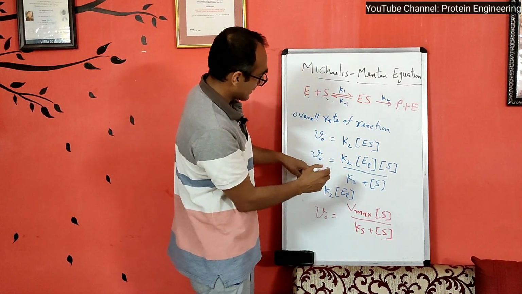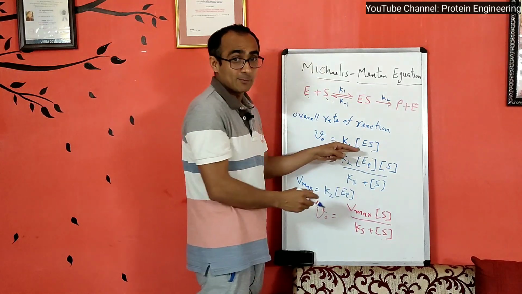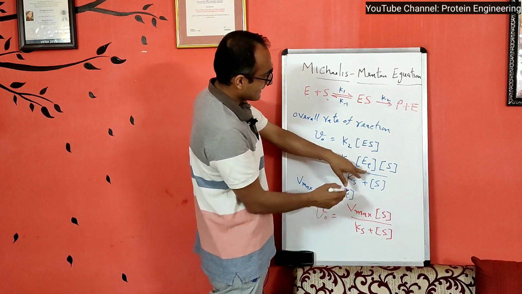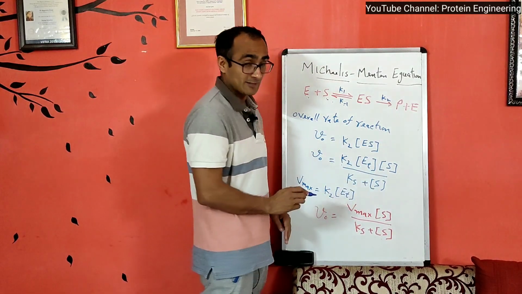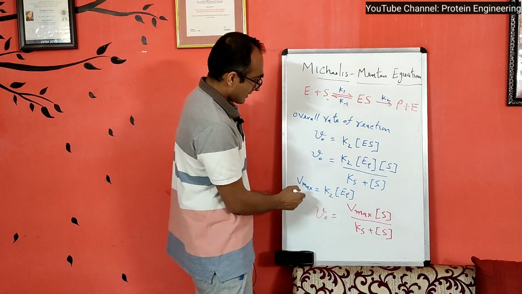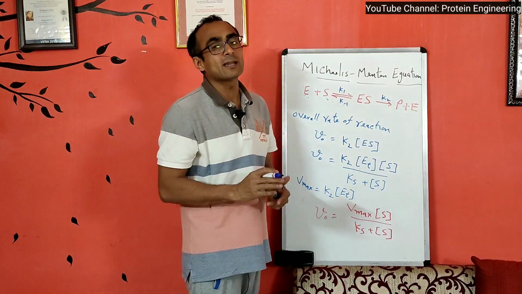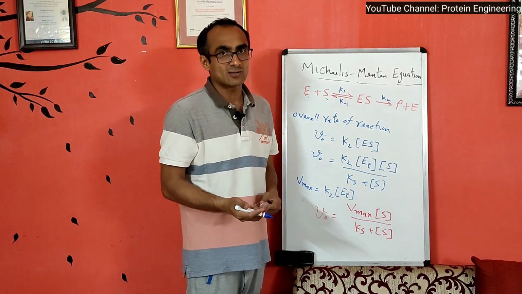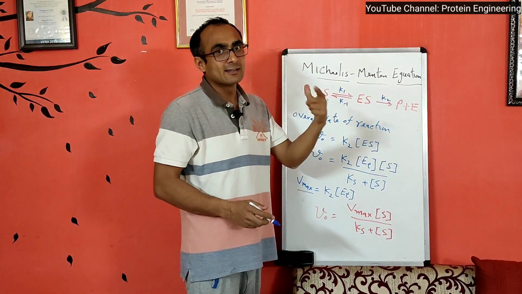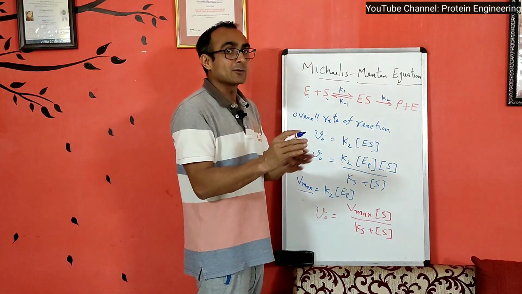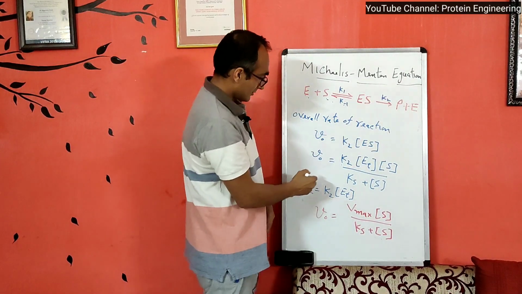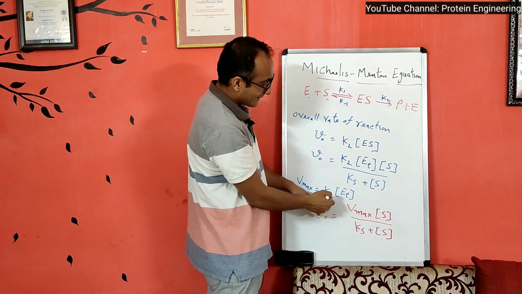So it can further simplify. The value of ES complex can be put here, which we have just derived. So V0 would be equal to K2 ET S divided by Ks plus S. Then the maximum rate of the reaction depends on the total enzyme concentration we have taken in the reaction mixture, that is ET. So Vmax, the maximum rate a reaction can have, will depend on the total enzyme concentration and this rate constant K2. So Vmax is equal to K2 ET.